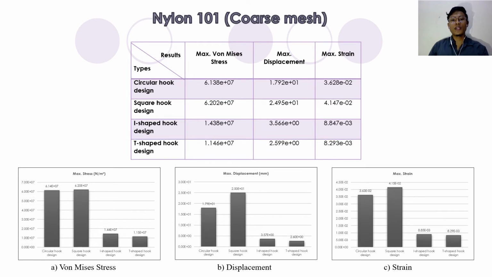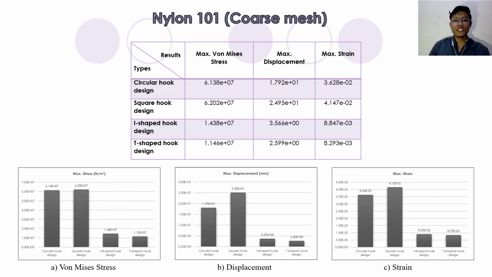This is the result for nylon 101 with cross mesh. The highest von Mises stress is at square shape with 1.202 times 10 to the power of 7 Newton per meter square. But the result is slightly different for the circular shape, which is 6.138 times 10 to the power of 7 Newton per meter square. The lowest von Mises stress is at T-shape, which is 1.146 times 10 to the power of 7 Newton per meter square.